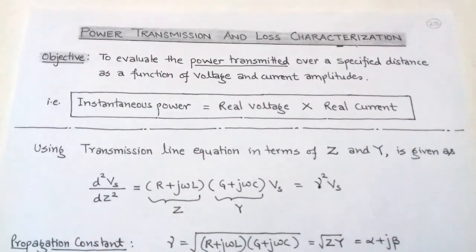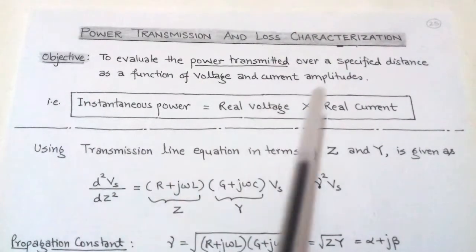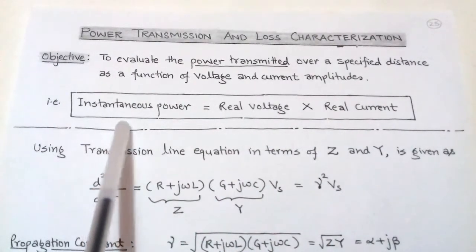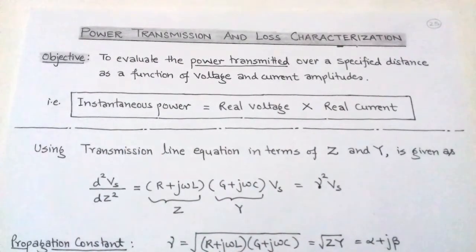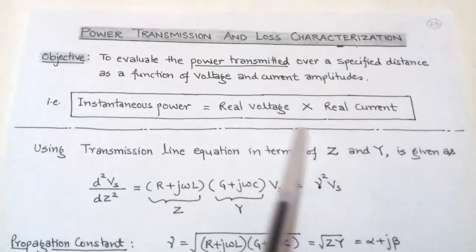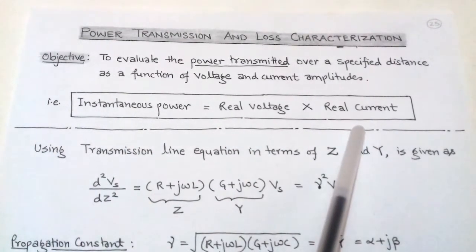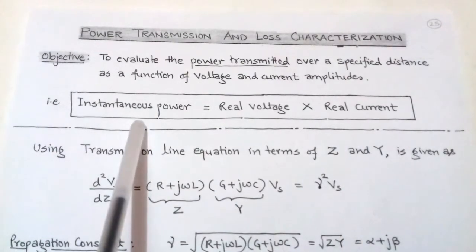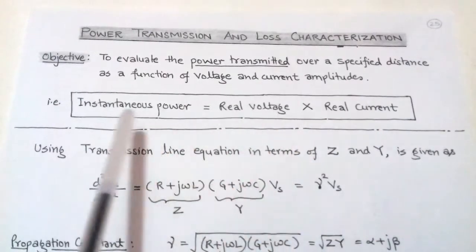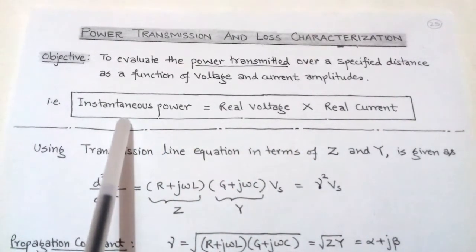So here the power transmitted over a specific distance as a function of voltage and current amplitude is given by instantaneous power, and instantaneous power is equal to real voltage into real current. Here the power is determined in terms of voltage and current, and this is the instantaneous power.